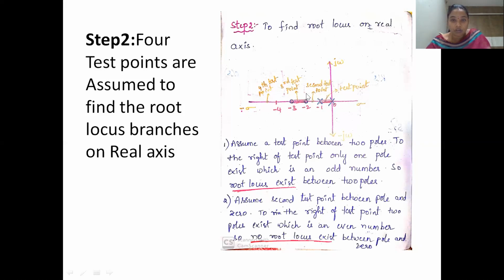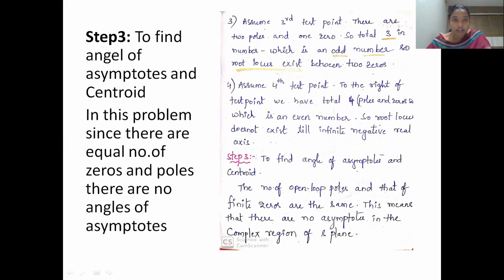Okay, I think I am clear. Only 2 root locus branches exist, between the 2 poles and between the 2 zeros, according to the test we have conducted to find out how many root locus branches exist on the real axis. Okay, next. That is what I have written here in the third point. Assume the third test point. There are 2 poles and 1 zero, so a total of 3, which is an odd number. So the root locus exists between the 2 zeros.